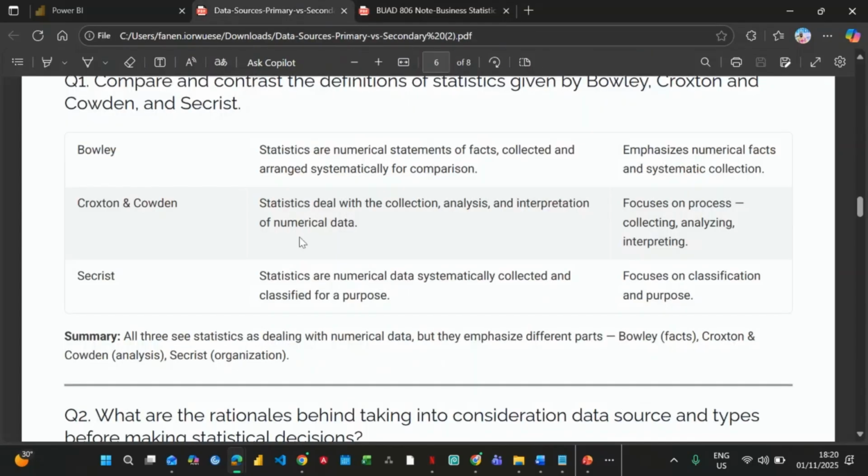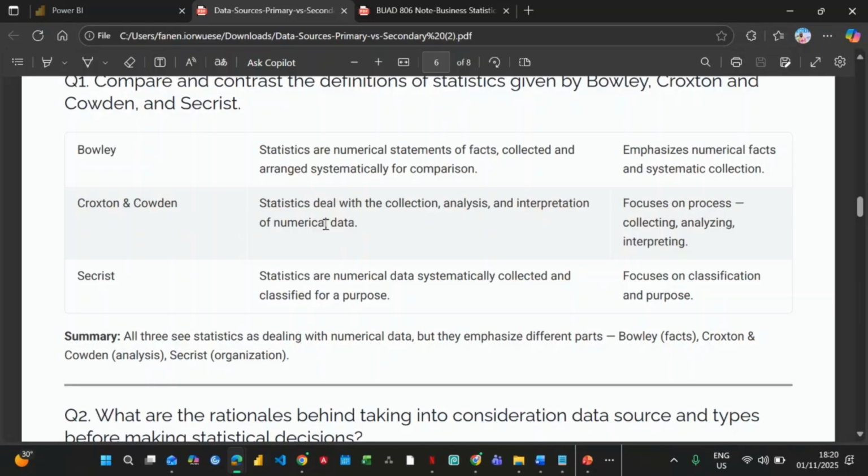So I have done that. This person looked at statistics in this way. He says statistics are numerical statements of facts collected and arranged systematically for comparison. So he emphasizes more on numerical fact and systematic collection. But this other guy said that statistics deals with collection, analysis, and interpretation of numerical data. So this guy focused more on the process. You understand? He focused more on where the statistics start from. He's looking at statistics as a process of collecting data, analyzing it, and interpreting it.